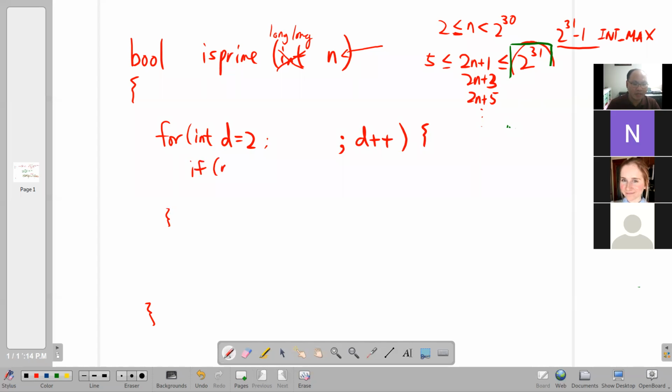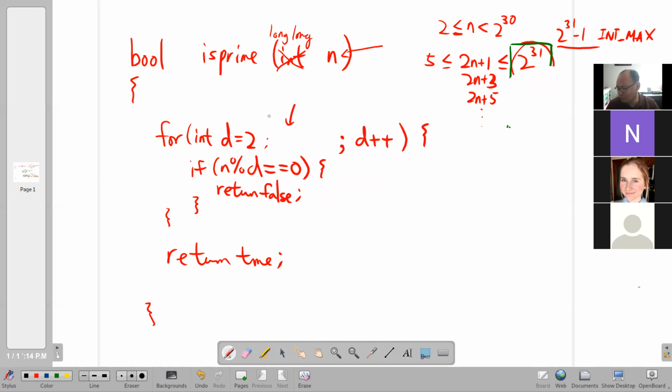If n%d is equal to 0, so in other words, I found a divisor of n, then I return false. If I go through this loop and I haven't found a divisor, I return true. The question is, what do you put in here? When do you stop looking for divisors?